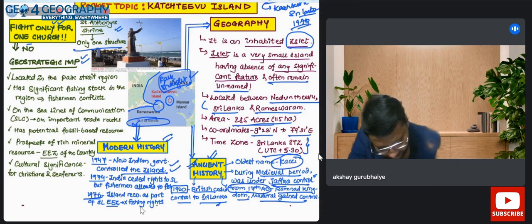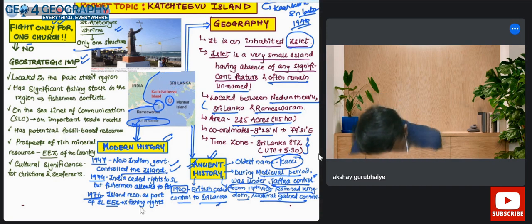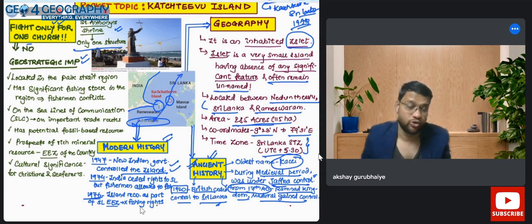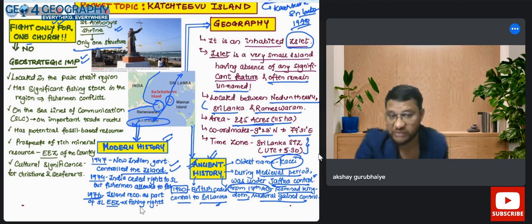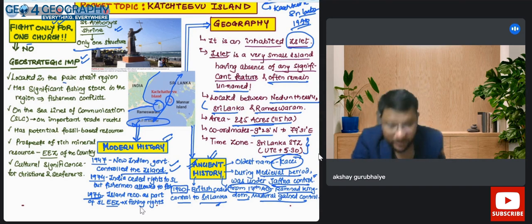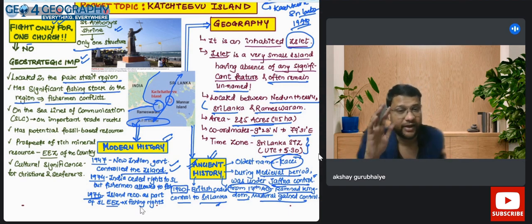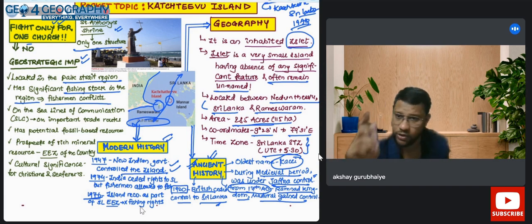You will find this Kachativu island is actually located between two important water bodies: the Bay of Bengal and the Indian Ocean itself, or the Gulf of Mannar and Palk Strait. So it lies at a very crucial point. First, it is located in the Palk Strait. Second, it has significant fishing stock that leads to frequent fishermen conflict. Whichever of India or Sri Lanka gains control over this island has a comparatively advantageous position in terms of fishing stock. So this is the point.